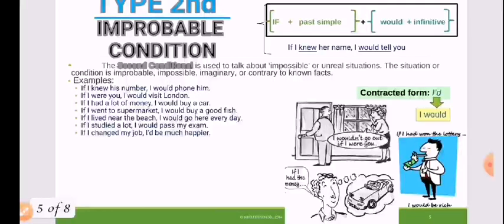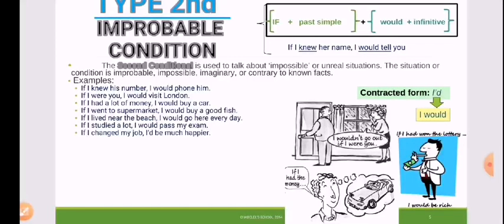When we go to type 2, or we call it the second type, we call it unreal present. What do we mean by unreal? It means it's an improbable condition. It means it is impossible to happen in the present or the near future, let's say. It's an imaginary situation. Okay, it's not a fact actually. How do we form it?